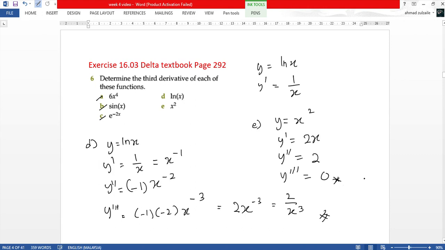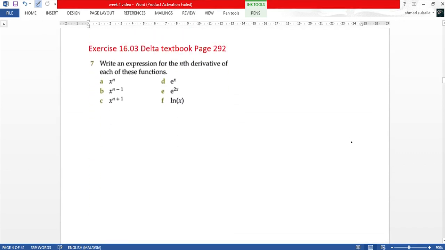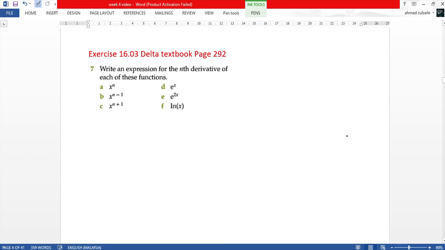Okay, moving on. Question number 7. Most of your friends ask me, sir, how to answer question number 7. Actually, for number 7, you have to use your basic understanding of differentiation in the general form, because they will never use any function, but they let some of the power become a constant.